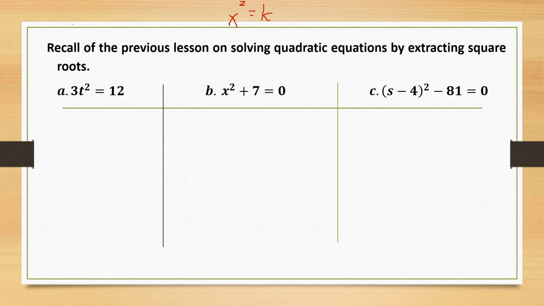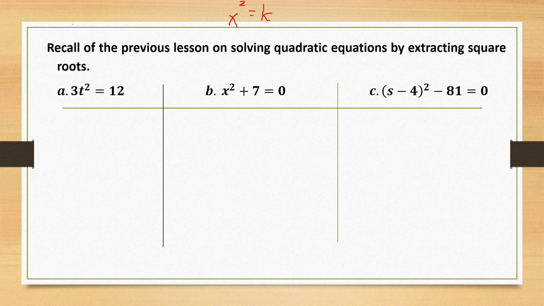Remember, if k is greater than 0, the quadratic equation has two real solutions or roots. If k is equal to 0, the quadratic equation has one solution or one root, and that is equal to 0. But if k is less than 0, or if k is a negative number, then the quadratic equation has no real root or no solution.